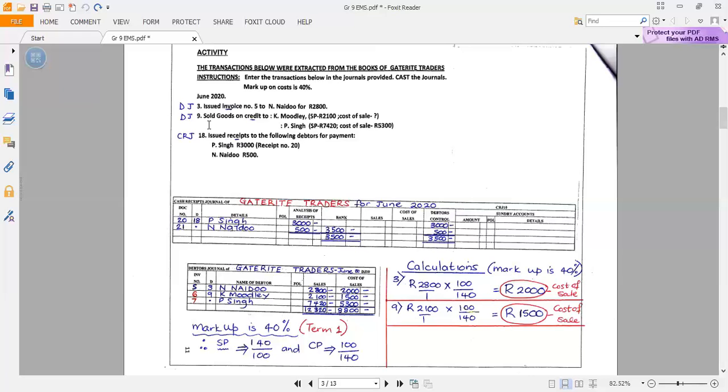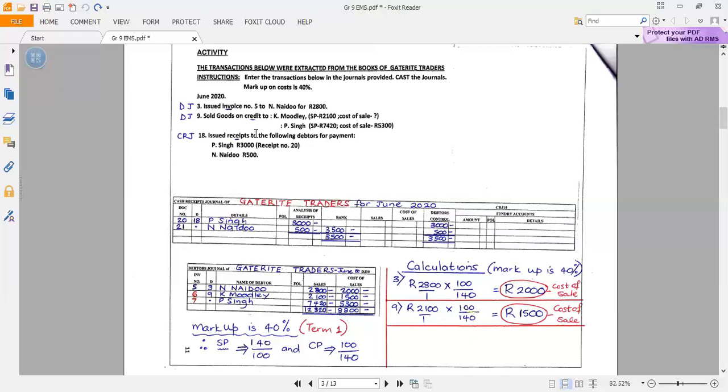So let's go to the 18th now. I issued receipts to the following debtors for payment, which means if I analyze this transaction, learners, the debtors have made a payment towards their account and Gateway traders have received that amount. So that is why Gateway traders have now issued that receipts.